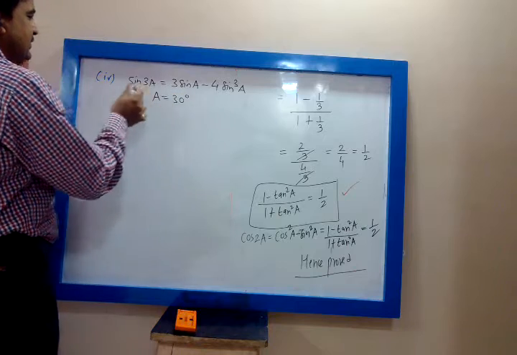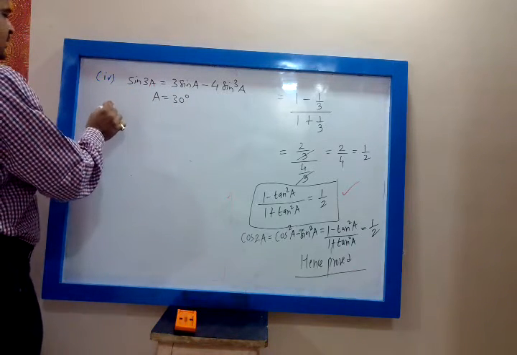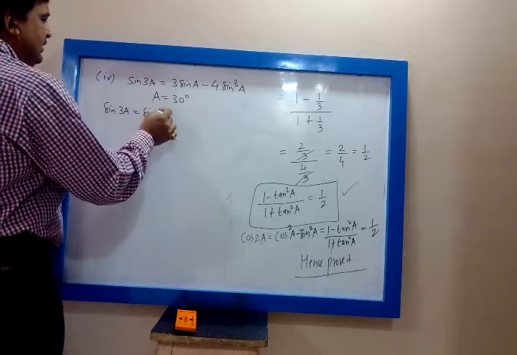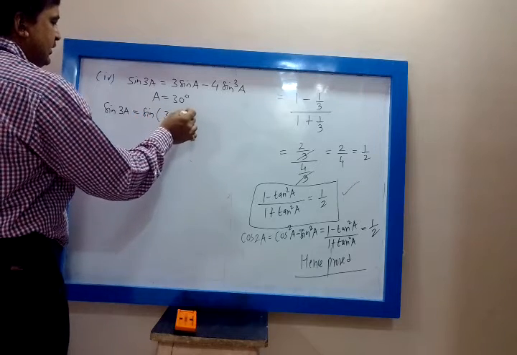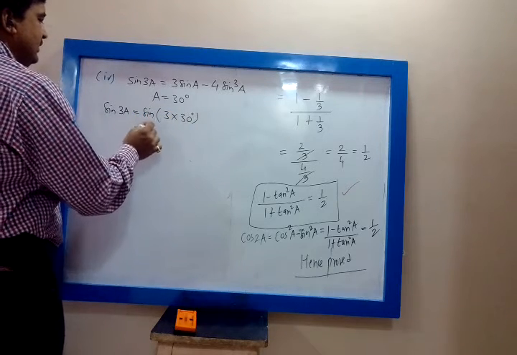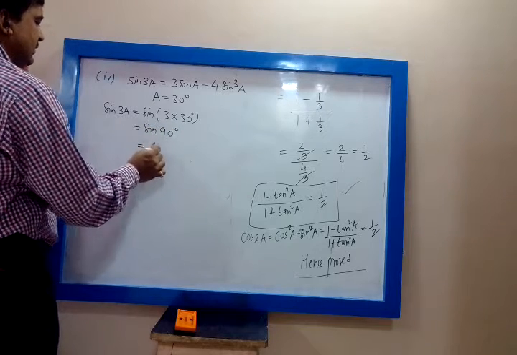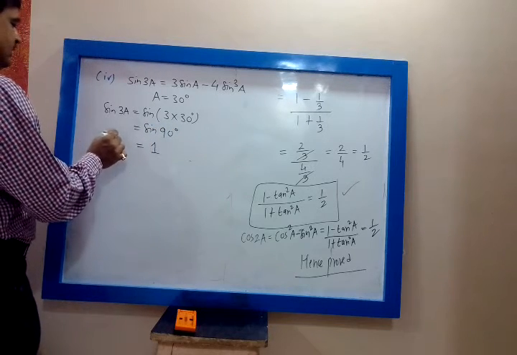So find the value of sin 3A. A is 30 degree. So 3 into 30 degree is sin 90 degree. What is sin 90 degree? 1. So sin 3A value is 1.